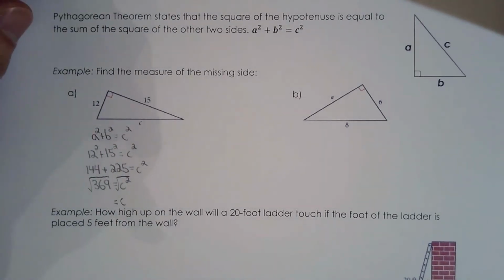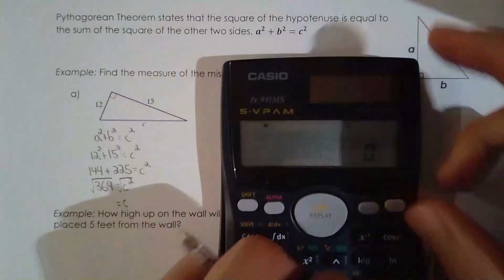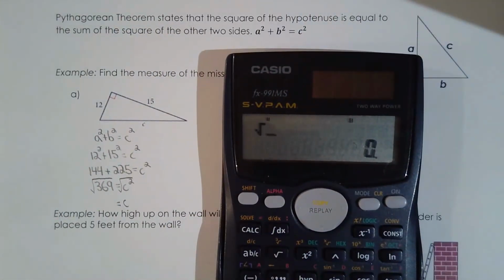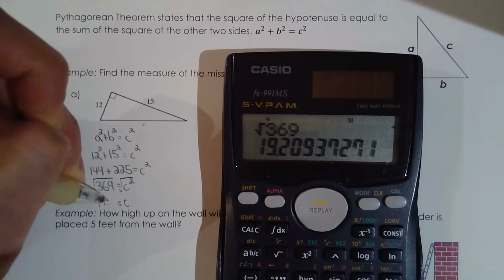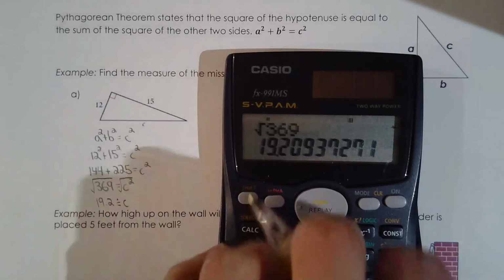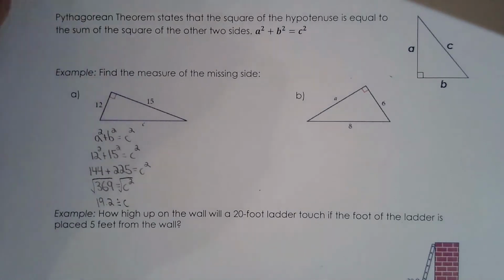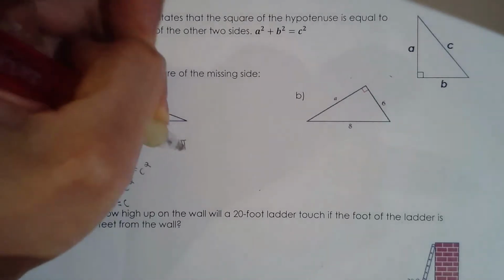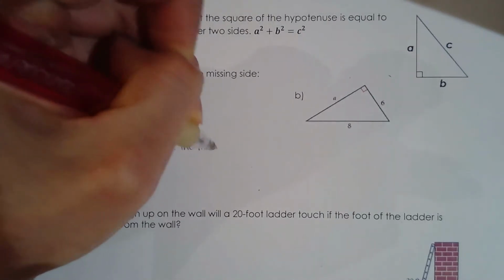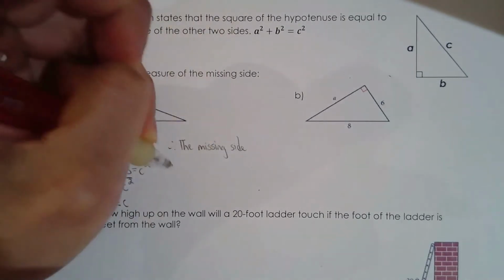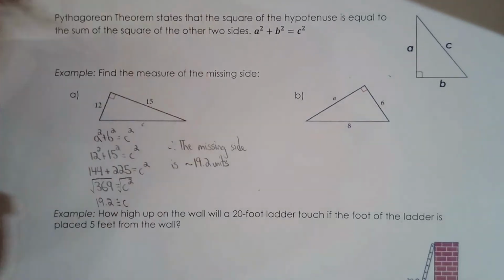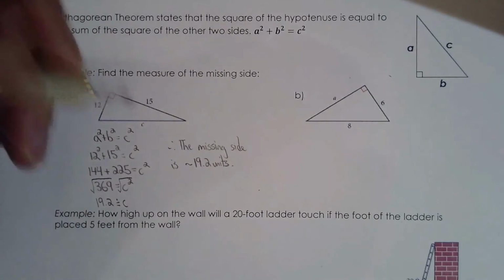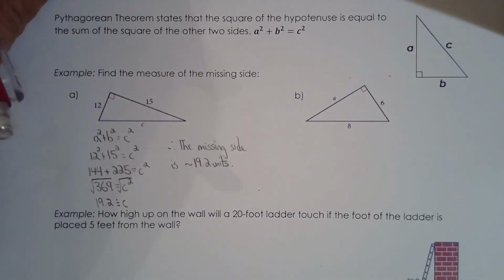So let's punch it in our calculator. Okay, and I'm going to round it to one decimal place. So the square root of 369 is approximately 19.2, let's say. So c is about 19.2 units. This is the missing side. So approximately 19.2 units. We don't know if it's centimeters or meters, so we're going to say units because we don't know what the units are.